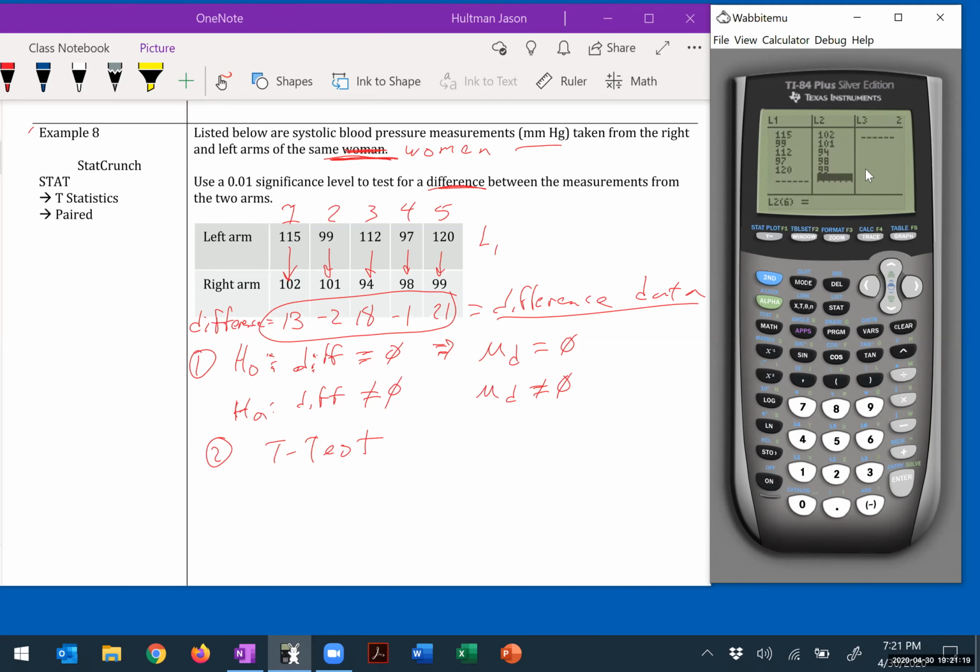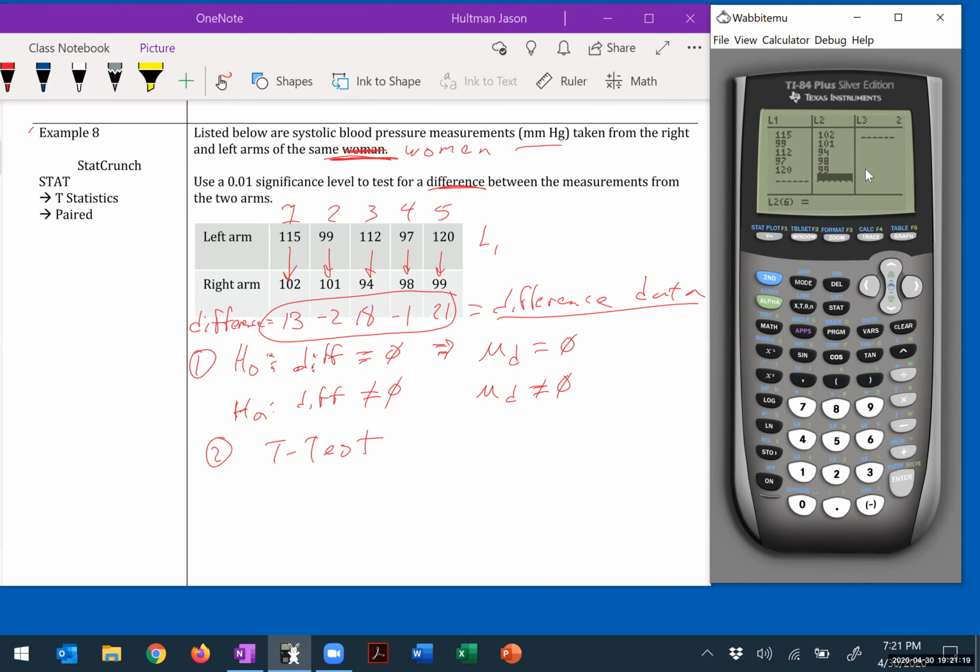Now, I'm lazy. I don't want to subtract all this, especially if I had a much longer list. If this was a list of 30 pieces of data, I would just pray and give up. No, I'm just kidding. I would list them all out. But I don't want to sit there and subtract the difference for all of these. So I'm actually going to let the calculator do that grunt work for me.